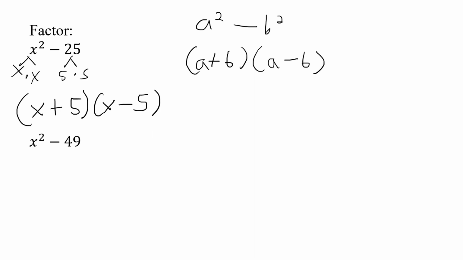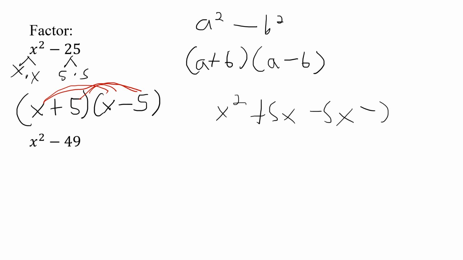Now, just so that you can see that this works, if I FOIL it, x times x, that's going to give me x squared. 5 times x, that's going to give me plus 5x. X times negative 5, that's going to give me minus 5x. And then 5 times negative 5, that's going to give me minus 25. And of course, the plus 5x minus 5x cancels, and we are left with x squared minus 25. X squared minus 25.